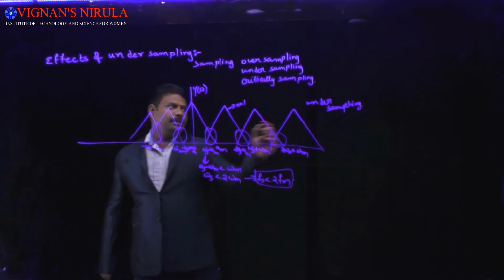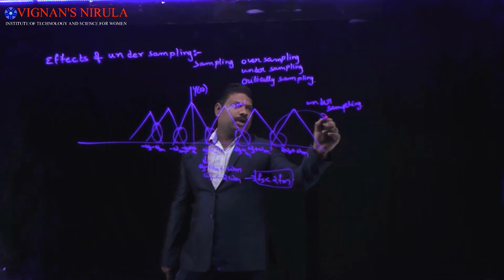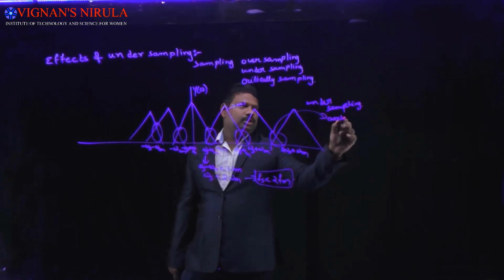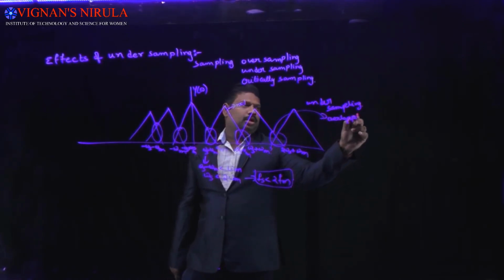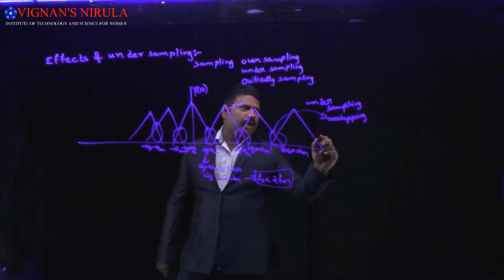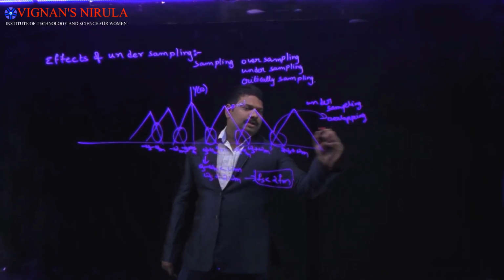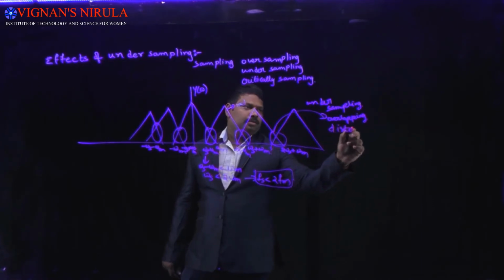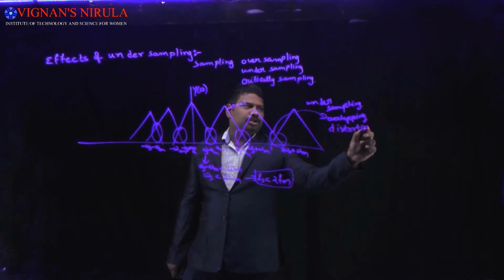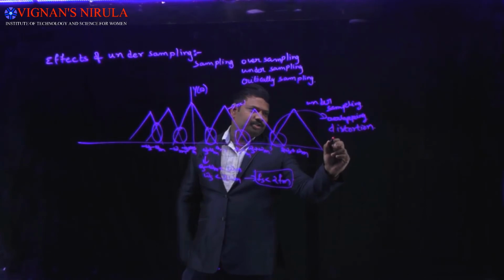Because of this overlapping, the spectrum suffers distortion. This distortion is called aliasing.